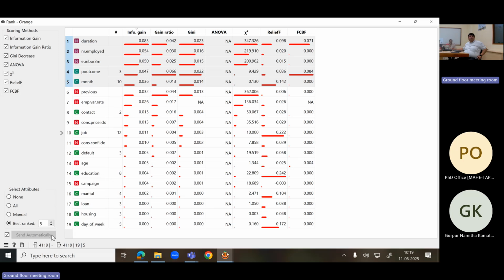Okay. You can even increase the number and see. In some cases, it may become like in ANOVA, it's not showing anything. I'll tell you why.